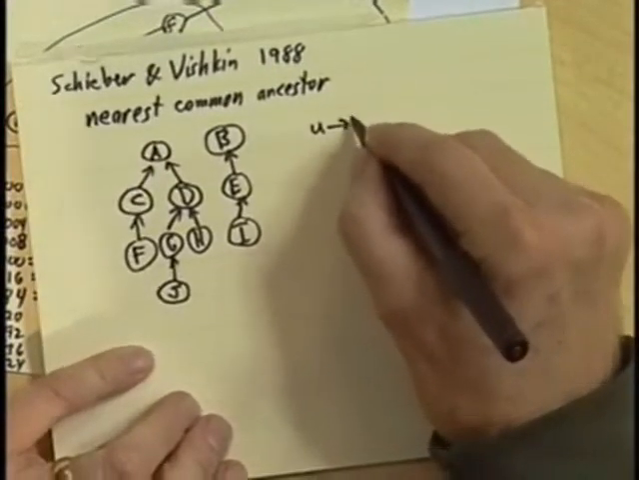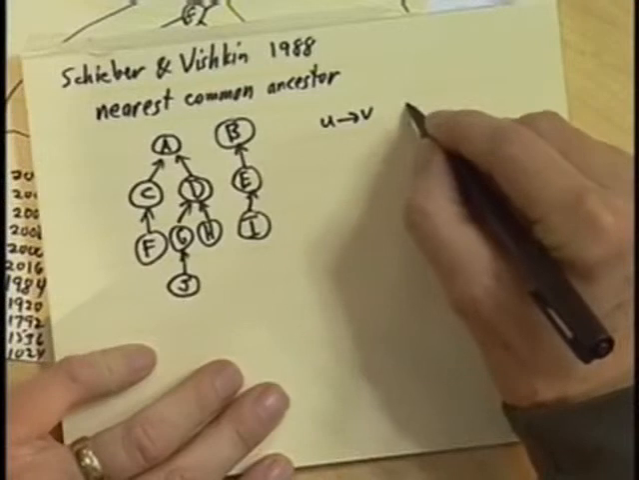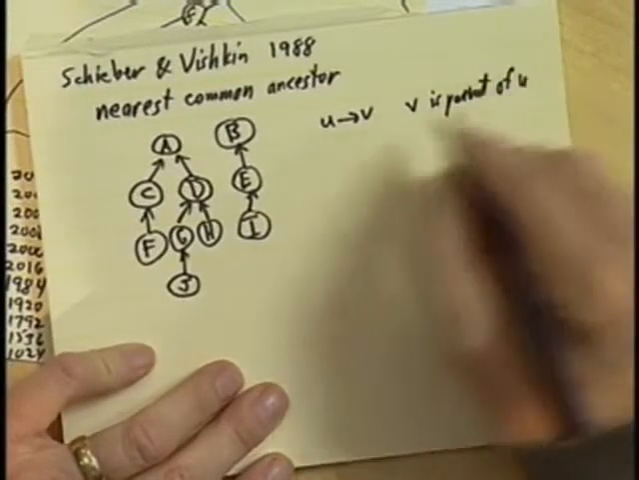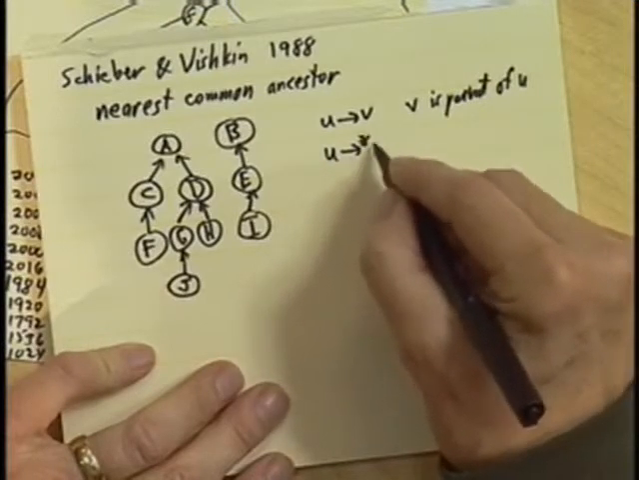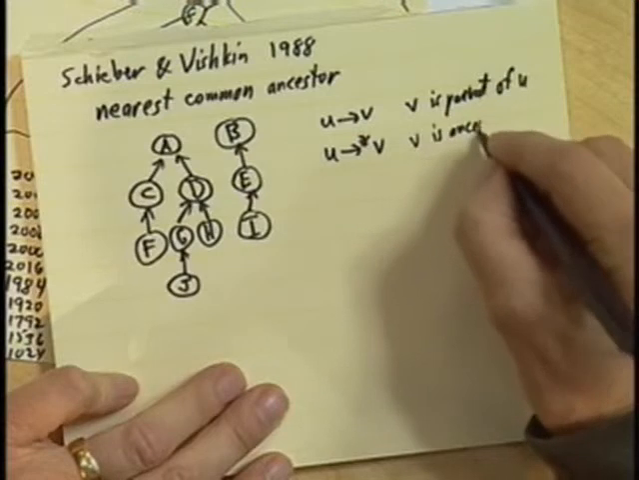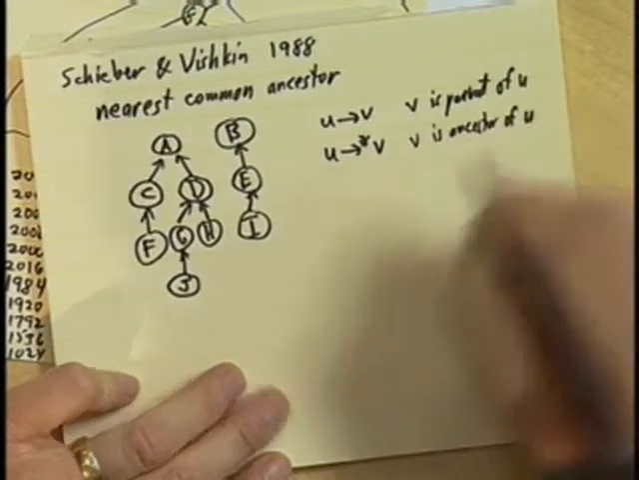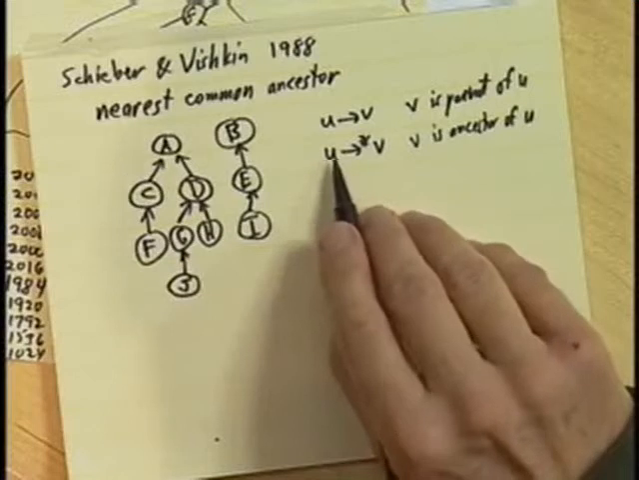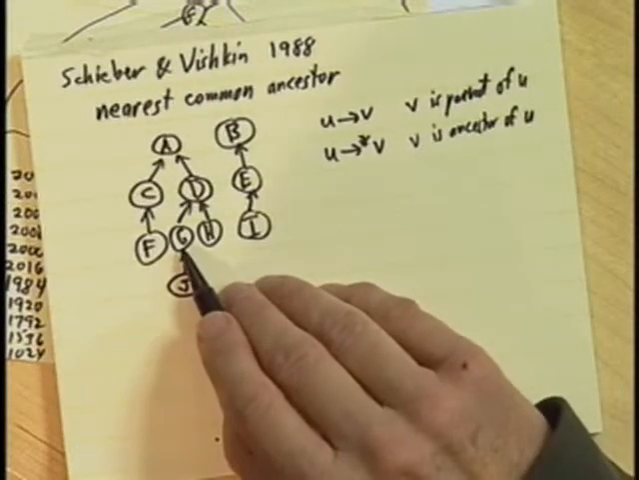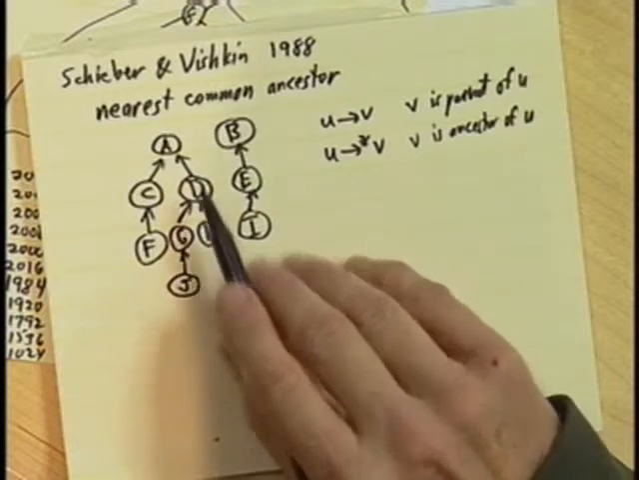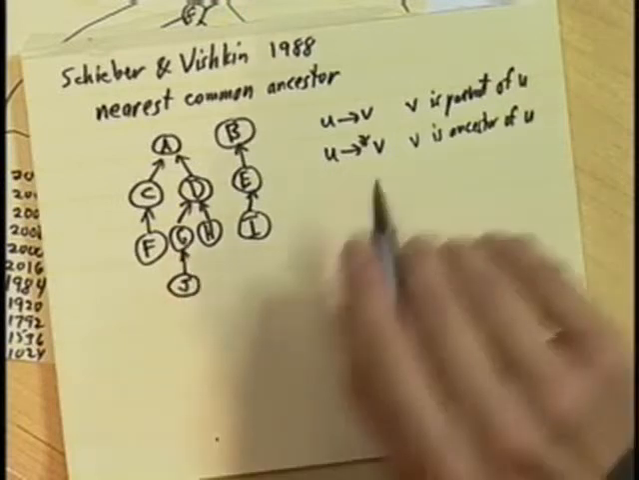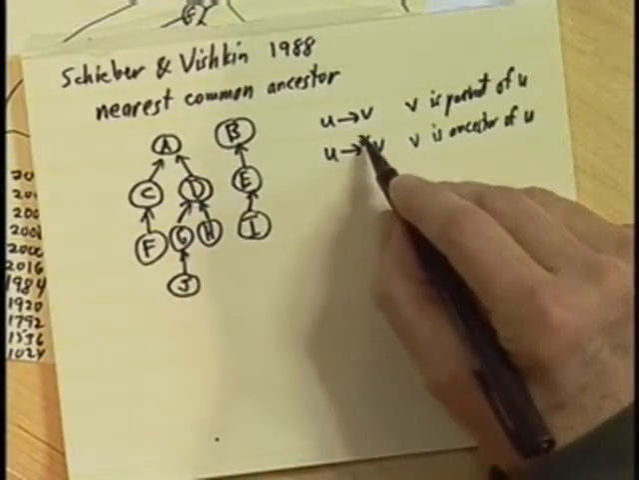If U goes to V, then V is parent of U. If U goes in 0 or more steps to V, then V is an ancestor of U. Okay, so what are the ancestors of G in this diagram? D, A, and G. G itself. Everybody is considered an ancestor of themselves because this star notation means 0 or more times.